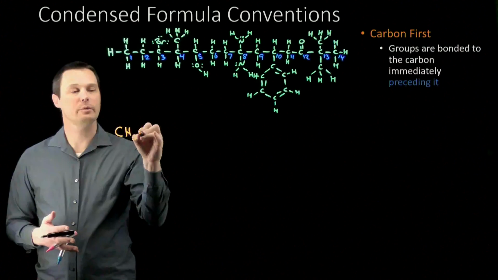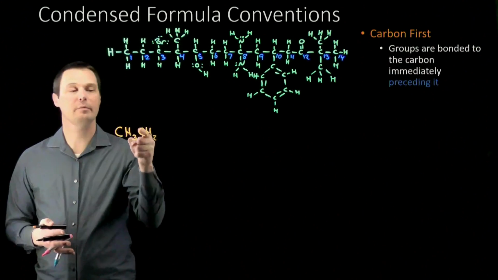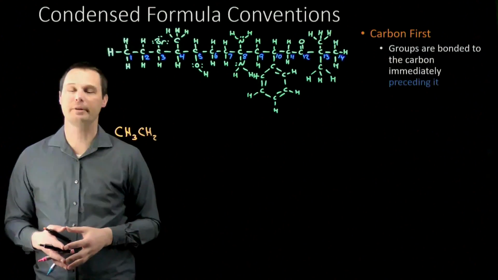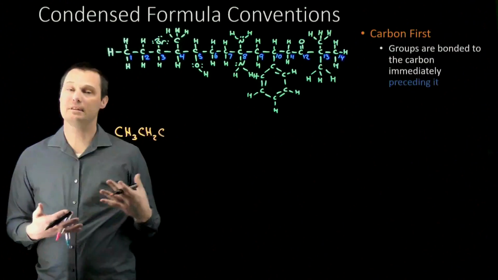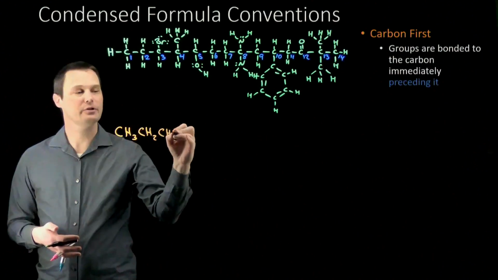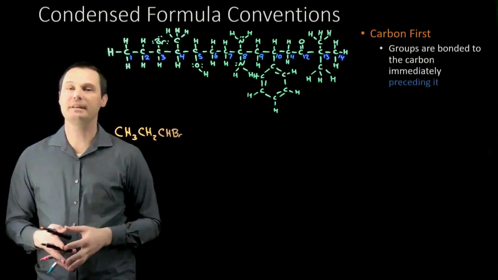Same thing with carbon number 2. We would start with the carbon, and then we would write CH2 for those 2 hydrogens bonded to the carbon immediately preceding it in the condensed formula. For carbon 3, there's a bromine attached to that carbon. No difference. We start with the carbon, and then we list things attached to that carbon. By convention, we list the hydrogen first, and then the bromine. The hydrogen and the bromine are both bonded to the carbon immediately preceding it in the condensed formula.